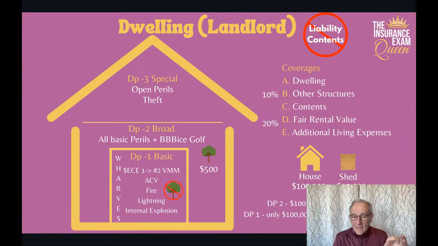Now we've got a $100,000 house with the shed cover for $10,000. I've never seen this on the test, but it's brilliant that Melissa put it on the slide. On a DP2 and a DP3, you are covered if you lose them both for $110,000. However, for our bottom level DP1, you can get $10,000 on the shed. But if you do, and you lose both of them totally, you're only getting $100,000. So if you lose them both, you're not getting 110 on the DP1.